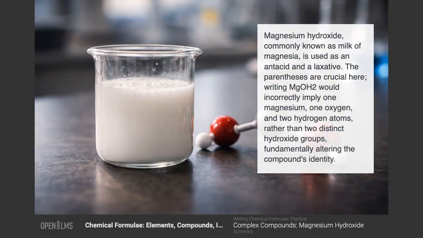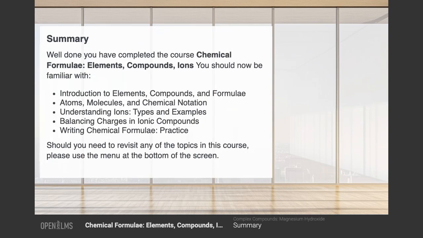Magnesium hydroxide, commonly known as milk of magnesia, is used as an antacid and a laxative. The parentheses are crucial here. Writing MgOH2 would incorrectly imply 1 magnesium, 1 oxygen, and 2 hydrogen atoms, rather than 2 distinct hydroxide groups, fundamentally altering the compound's identity.